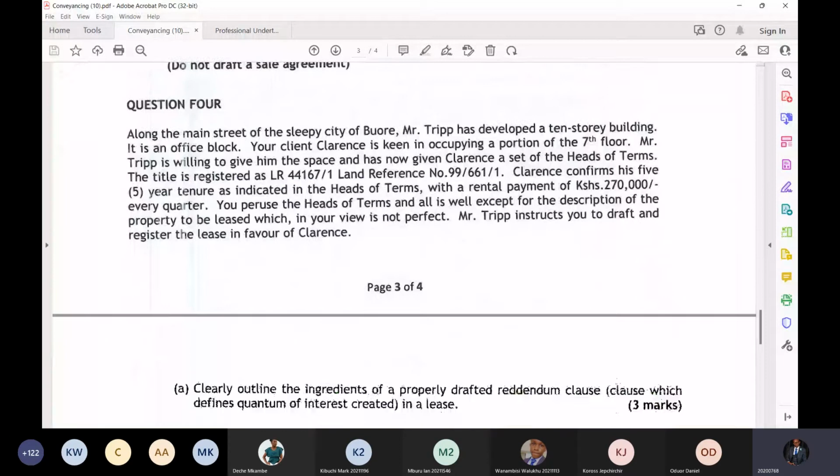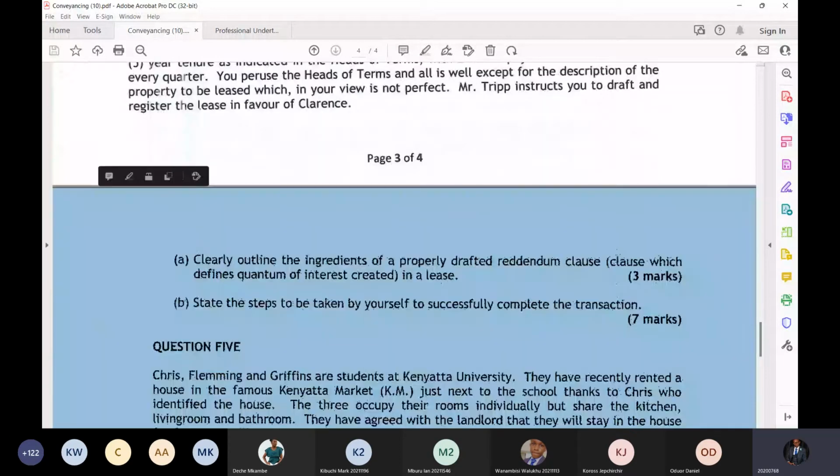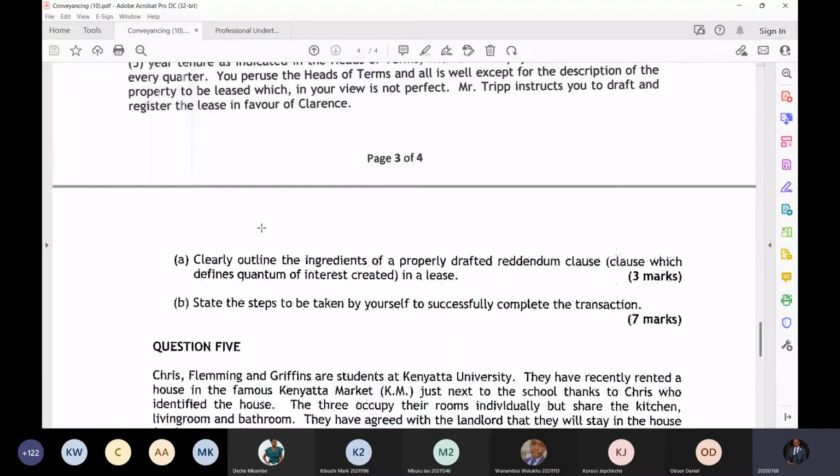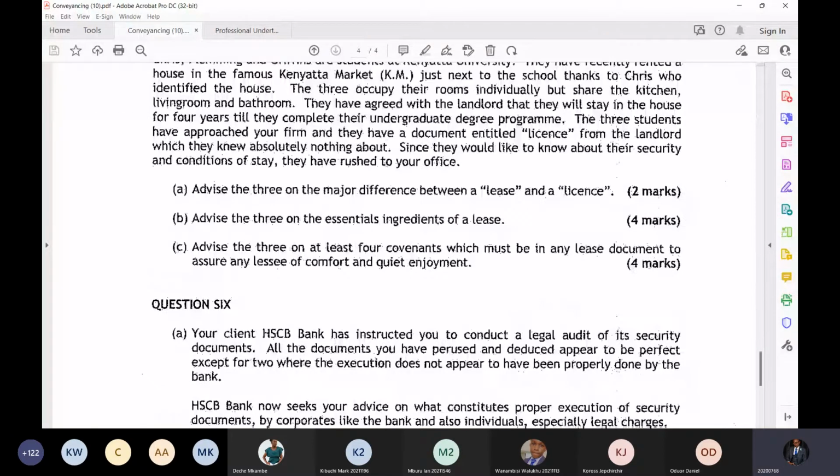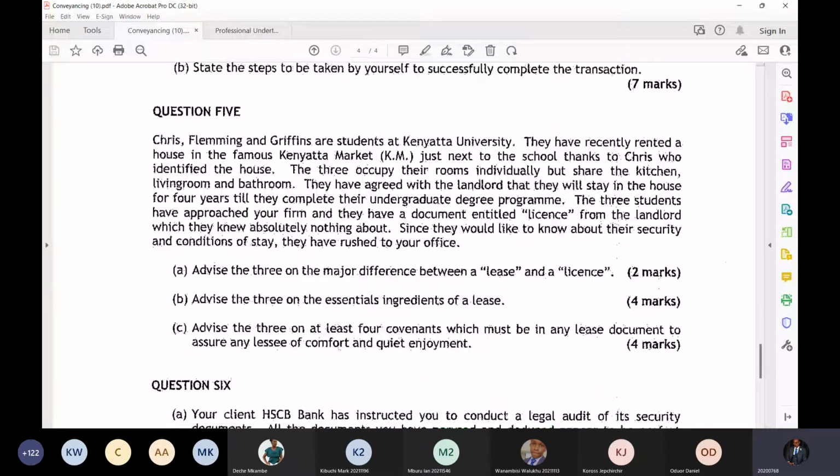So with regards to question 4, I haven't read it, but the redundant clauses when it comes to a lease, just the clause that talks about the terms and maybe the price and everything. Maybe we can do that one next time when we meet. Question 5 is on the differences between a lease and a license.